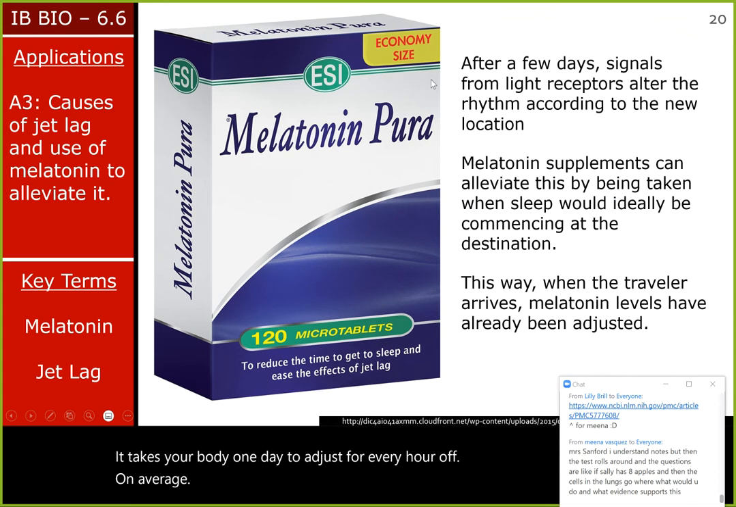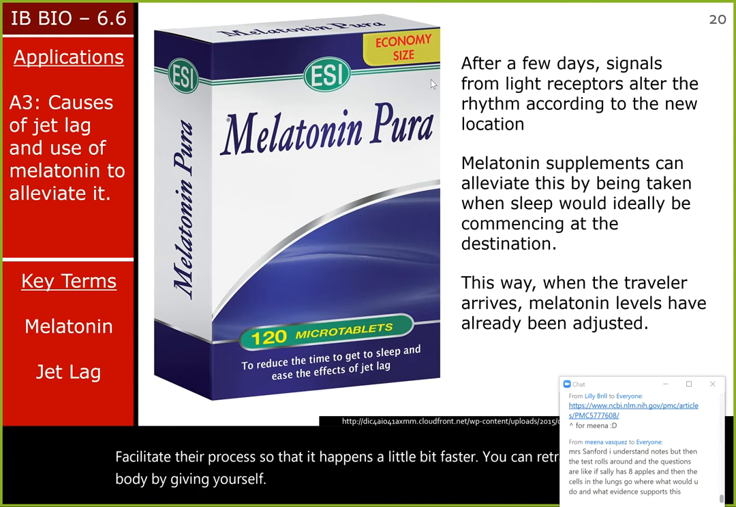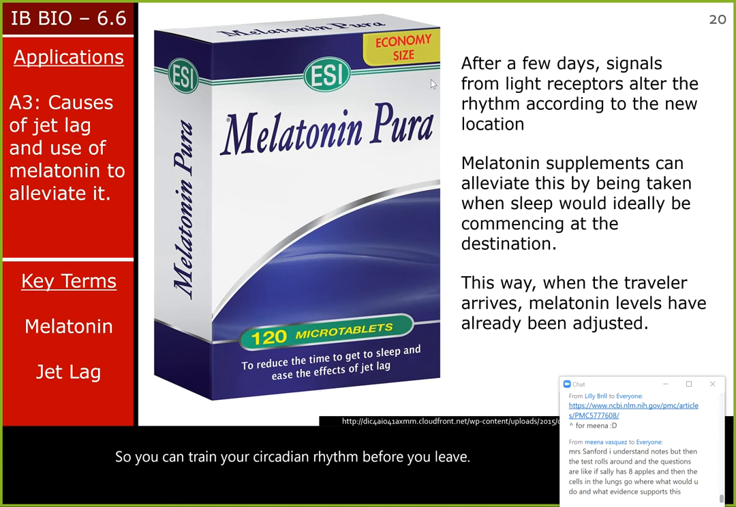Now, in order to facilitate that process so that it happens a little bit faster, you can retrain your body by giving yourself the proper amount of melatonin at the right time. You can train your circadian rhythm before you leave. Start adjusting your sleep cycle before you leave. That way, when you arrive, you've already adjusted.